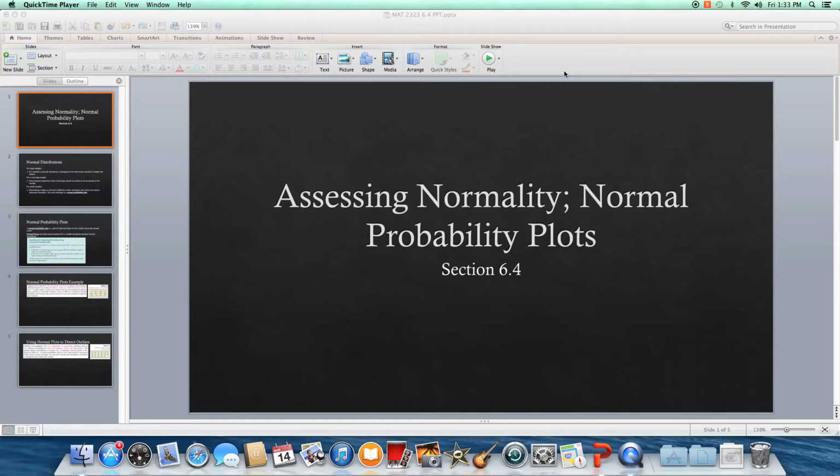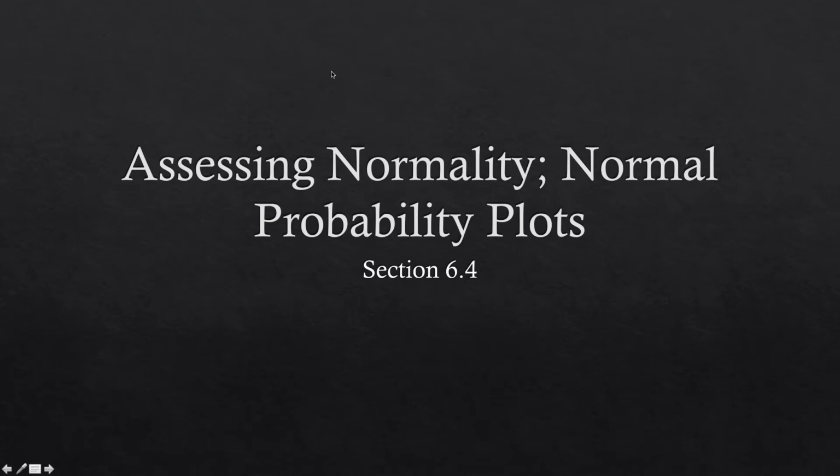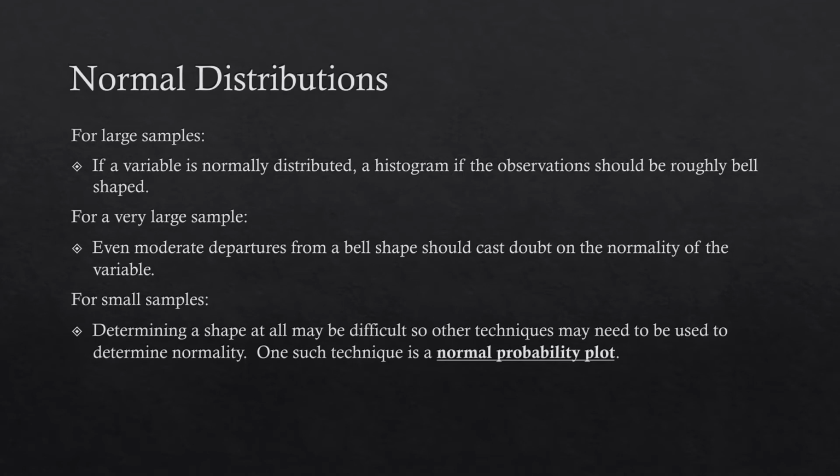Alright, this is the last section of this particular chapter, section 6.4, and then we will cruise on into chapter 7, which is very short in its own right. Alright, so assessing normality. How normal is something? Is it normally distributed? Normal probability plots. That's what we're going to be talking about in this particular section.